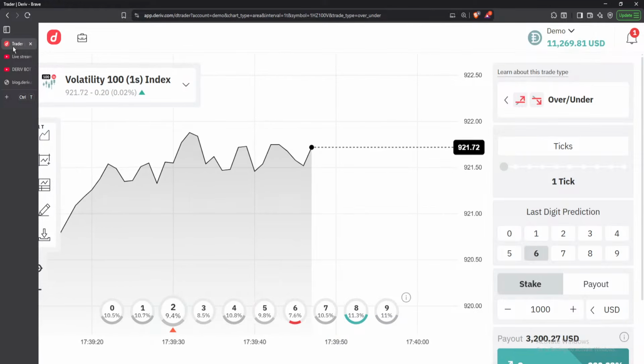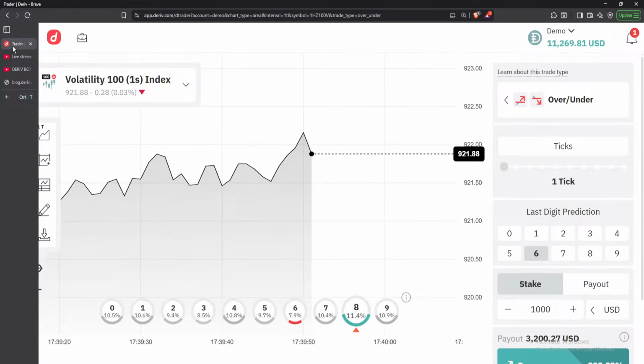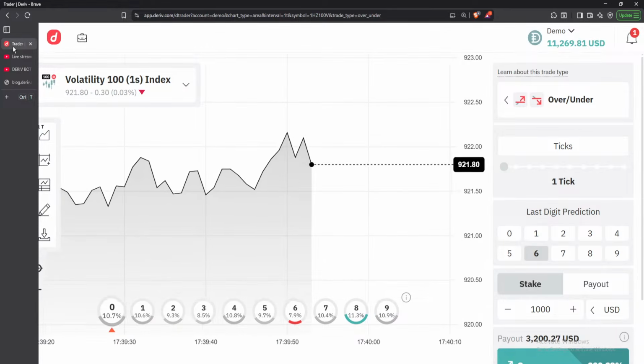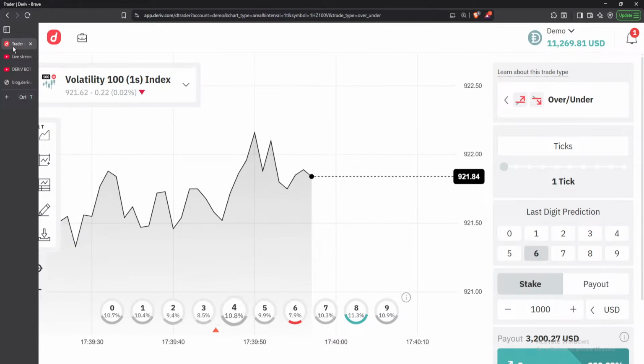Once you see it has reached 20 runs, reset your bot and then continue. Reset. Always keep on resetting. That is what I'm saying. So Shabnam, I hope I've answered your question.